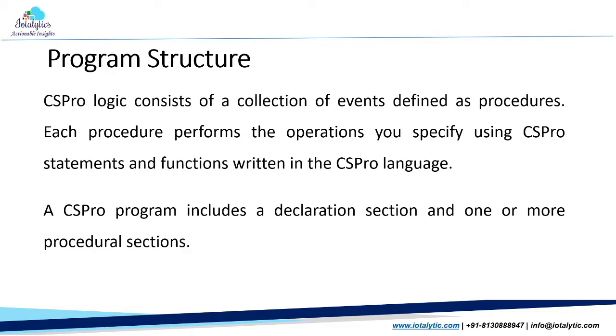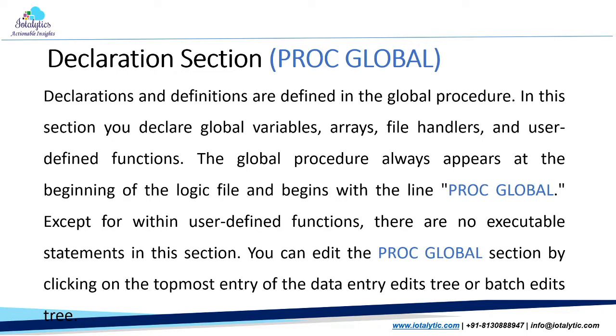A CSPro program includes a declaration section and one or more procedural sections. If you want some kind of dummy variable or a call, you can make it in the declaration section. Declaration happens at the global level. When we use it practically, I am going to explain how the declaration works and all those things.